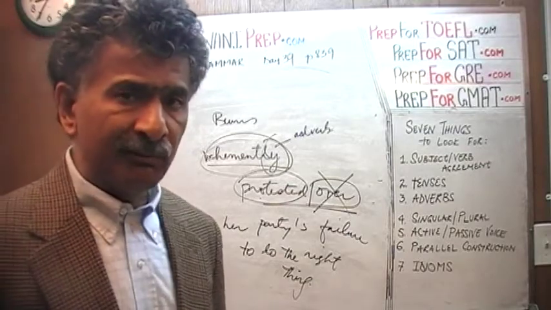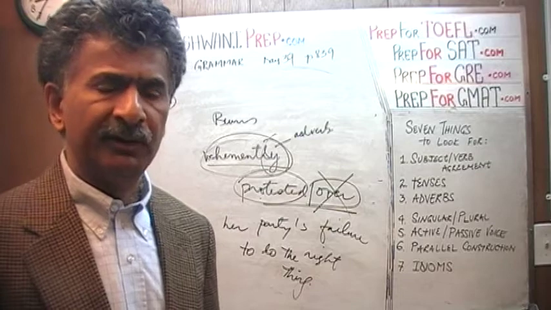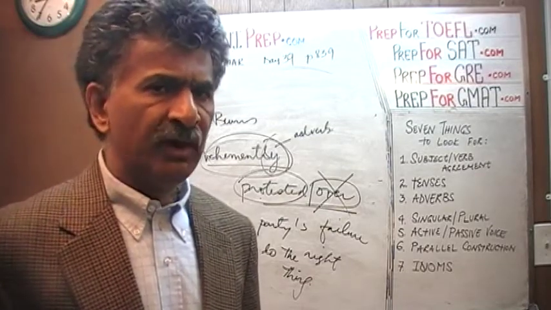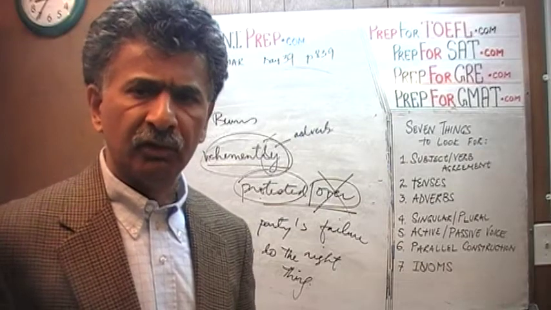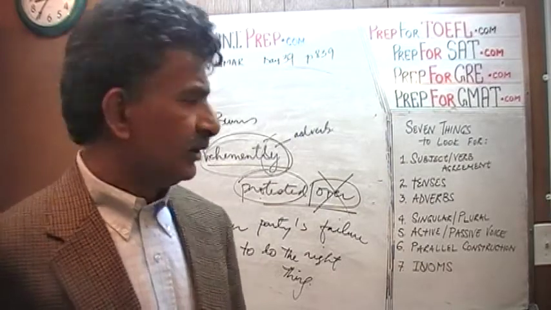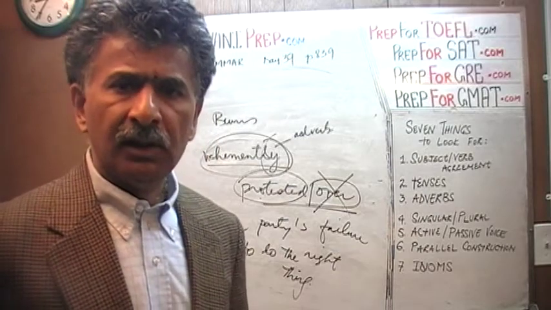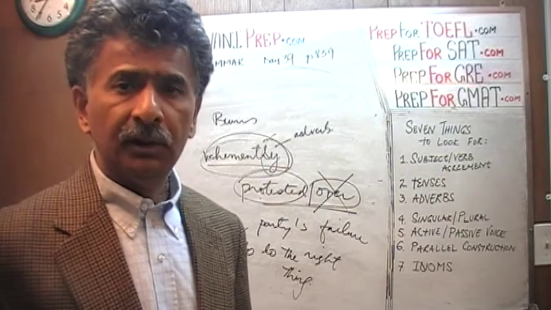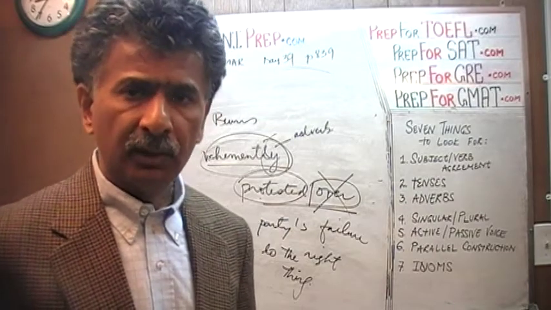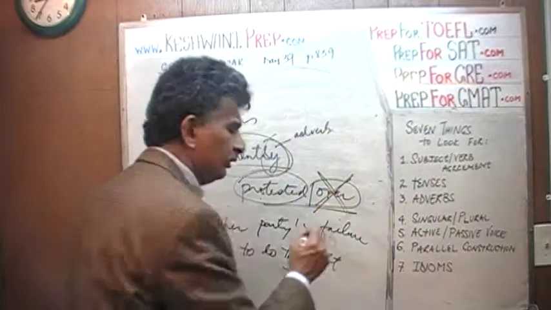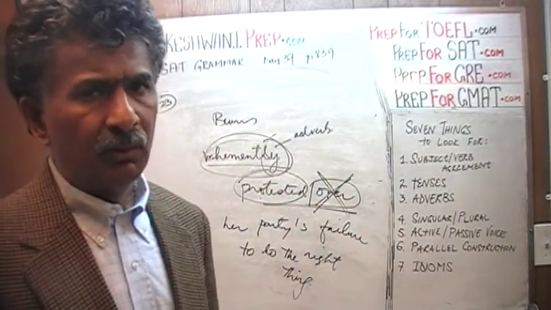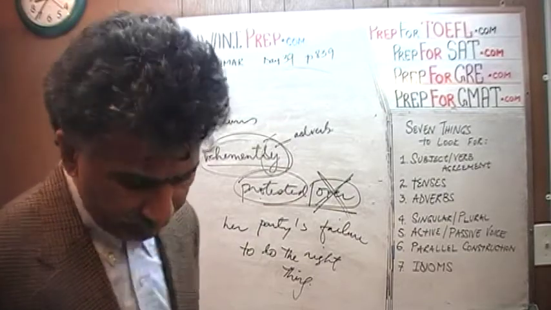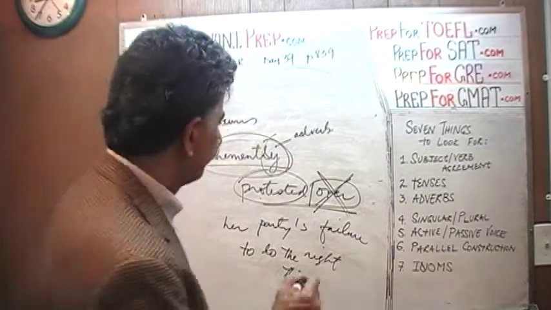To do something vehemently means to do something forcefully, with vigor, with passion. To vehemently protest means to protest with vigor, with passion, with force. She forcefully, passionately, vigorously, with a great deal of zeal, protested her party's failure to do the right thing. You did not hear me say the word over. She protested. That's it. She protested her party's failure. That's wrong. That's what's wrong with it. The answer is C.